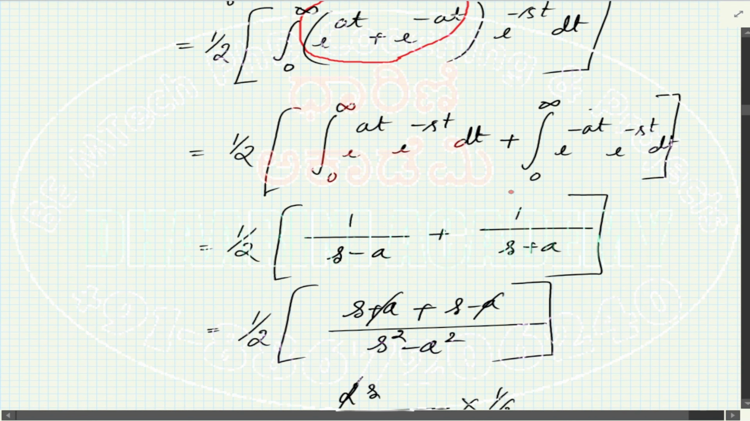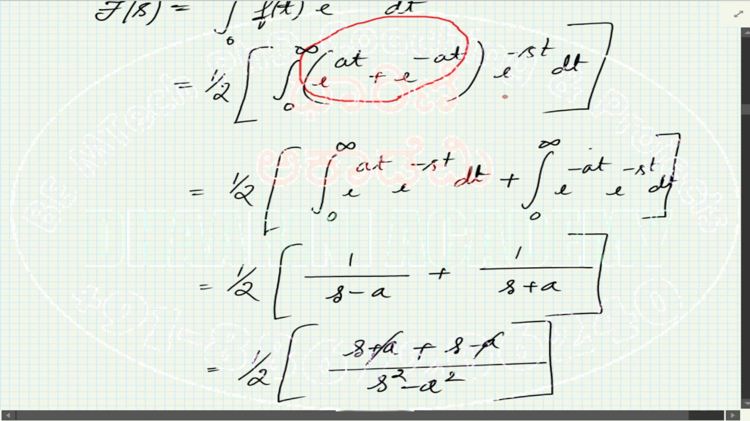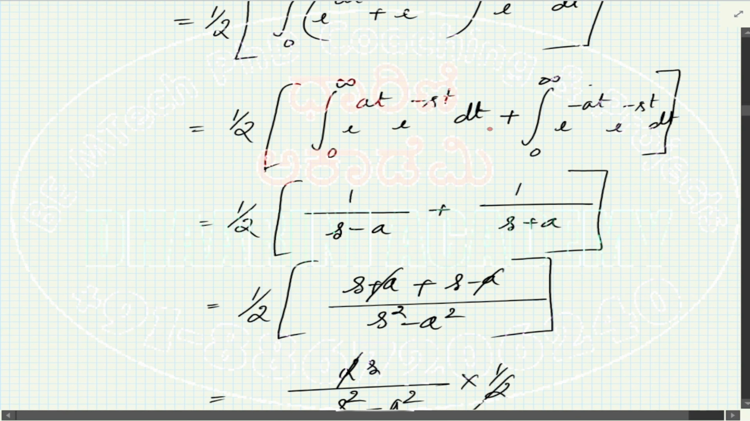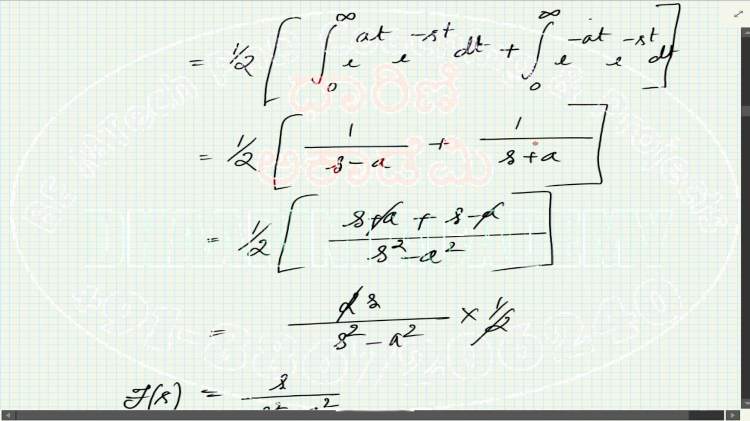As soon as we do that, we can split the integrals, correct? So the integrals get split, and you can see that the first term is 1 over s minus a. Already you have solved it, you don't have to do it again. e to the minus at is 1 over s plus a. We know them, so we directly substitute and then we simplify. Take a common denominator: s minus a into s plus a becomes s square minus a square in the denominator, and this s plus a comes over here, this s minus a comes over the other side. Correct? So you can see the simplification like this.